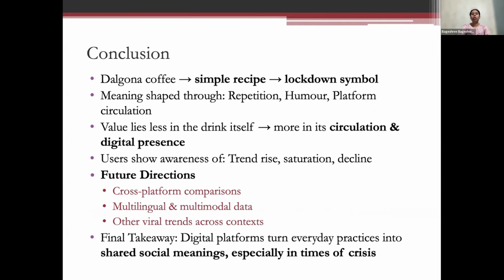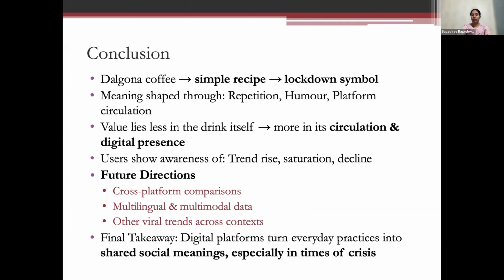Finally, the conclusion is here. So Dalgona coffee, the simple recipe, became a lockdown symbol. And it shows how meaning was shaped through repetition, humor, and platform circulation. The value lies less in the drink itself and more in its circulation and digital presence. Users show awareness of trend rise, saturation, and decline.